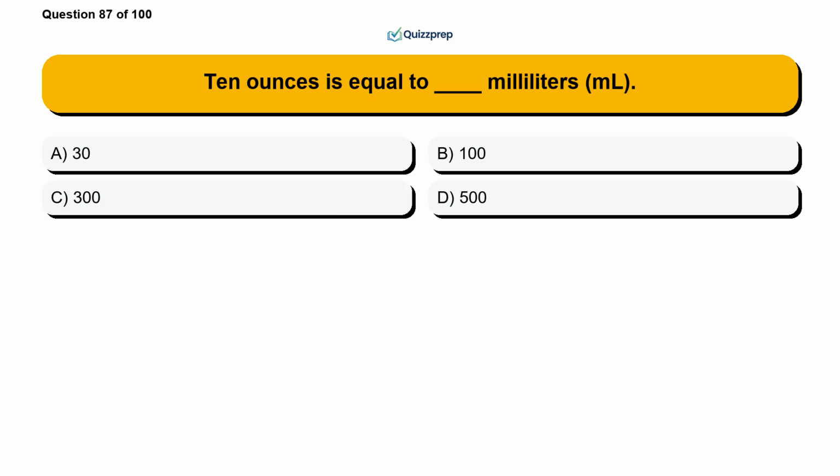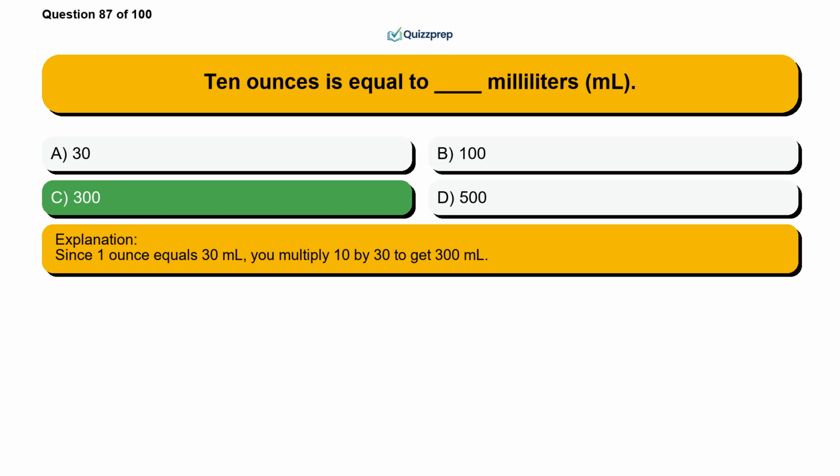Question 87. 10 ounces is equal to blank milliliters, ml. Option A. 30. Option B. 100. Option C. 300. Option D. 500. The correct answer is option C. 300. Since 1 ounce equals 30 ml, you multiply 10 by 30 to get 300 ml.